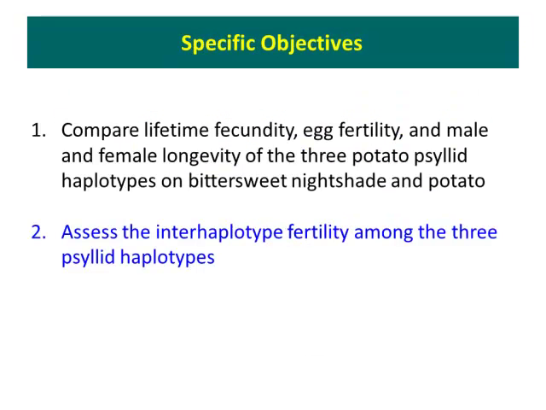The specific objectives under this main objective were to compare the total number of eggs laid by the females in her lifetime, the total number of eggs that hatched, and the male and female longevity of these 3 different haplotypes on bittersweet nightshade and the potato. The second main objective of this study was to assess the interhaplotype fertility among these 3 different haplotypes.